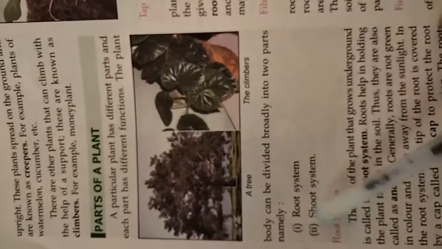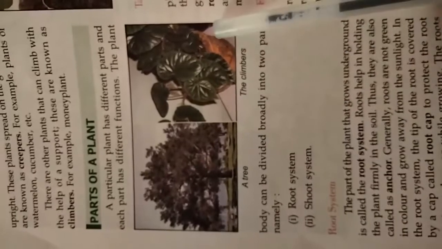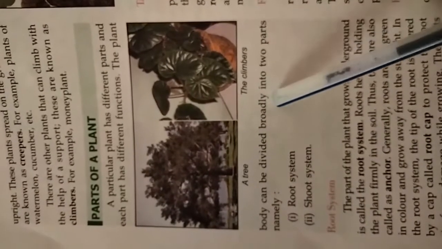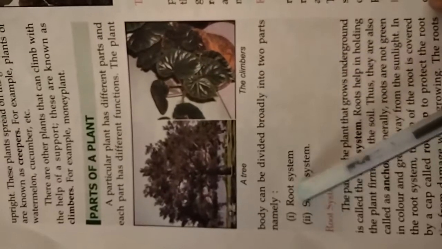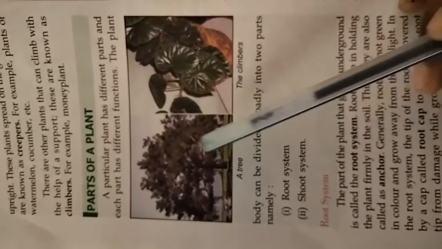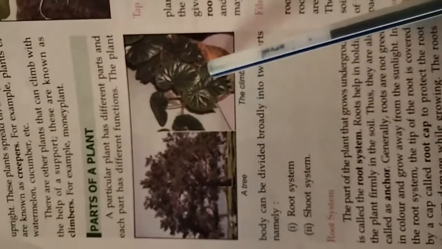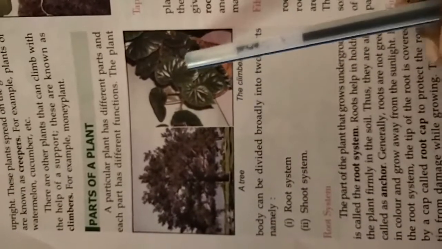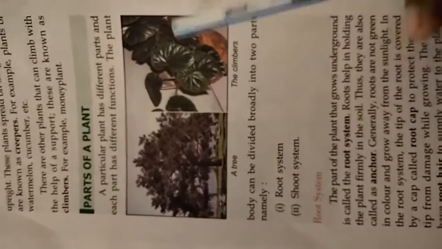The plant body can be divided broadly into two parts, namely root system, shoot system. Okay, so the plant's body also can be divided how many parts? Into two parts, that will be root system and shoot system. Okay, in this picture you can see that this is a tree. Okay, it has branches, it has leaves, it has a big trunk here, and this is a climber. We can see only leaves here, and climbers need support to climb or to grow. Okay, it's very clear to you before also.